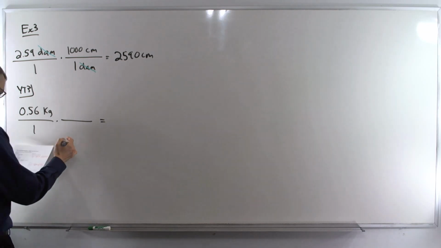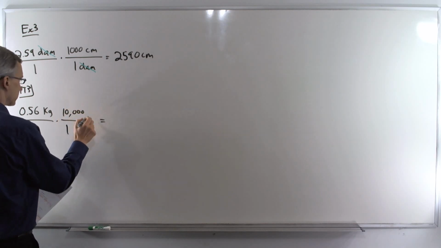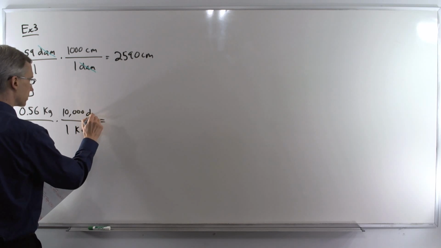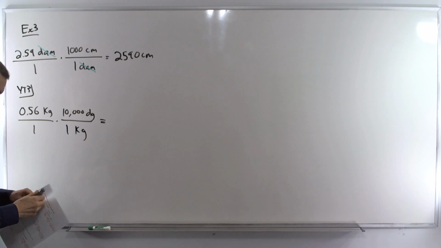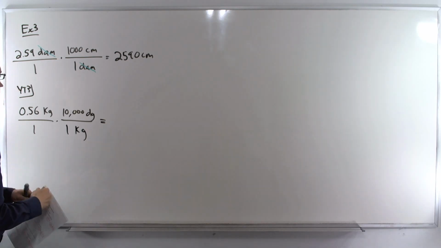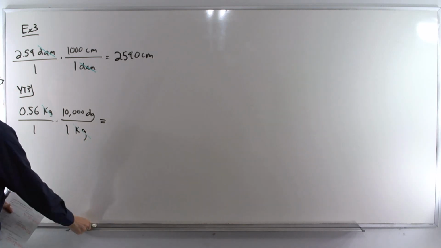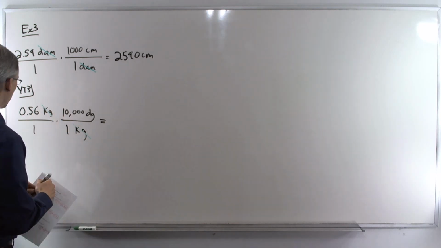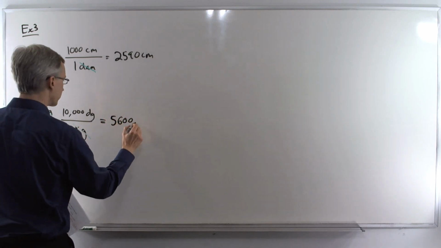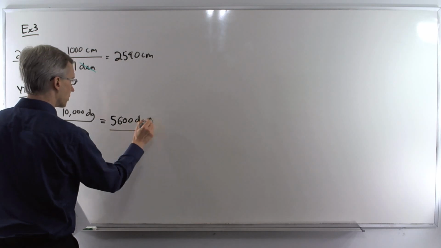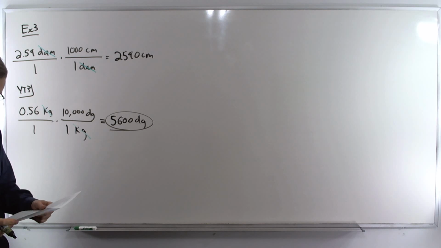So that means there are, in 1 kilogram, 10,000 decigrams. Kilograms cancel. So we're going to take 0.56 multiplied by 10,000. That gets us, move the decimal over 4 places, 5,600 decigrams in 0.56 kilograms.